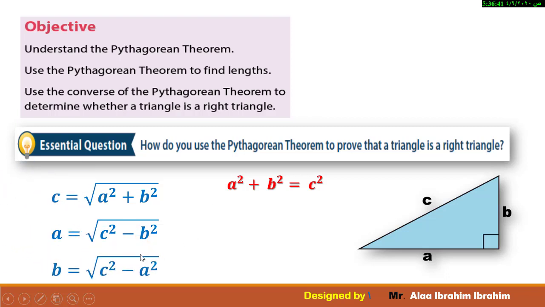Now I need to find b. b means the other leg. To find this, we have to take the square root of c power 2, meaning the hypotenuse, minus a power 2. So we have a result. The result is my side, the other leg.